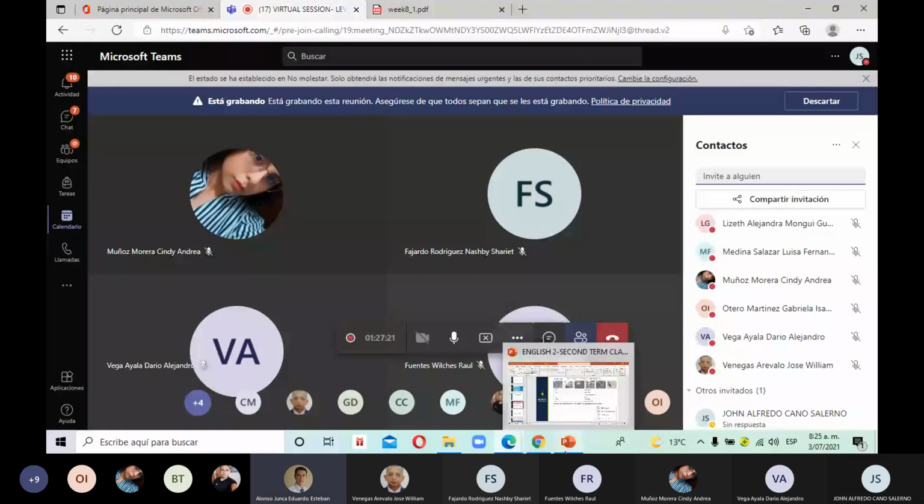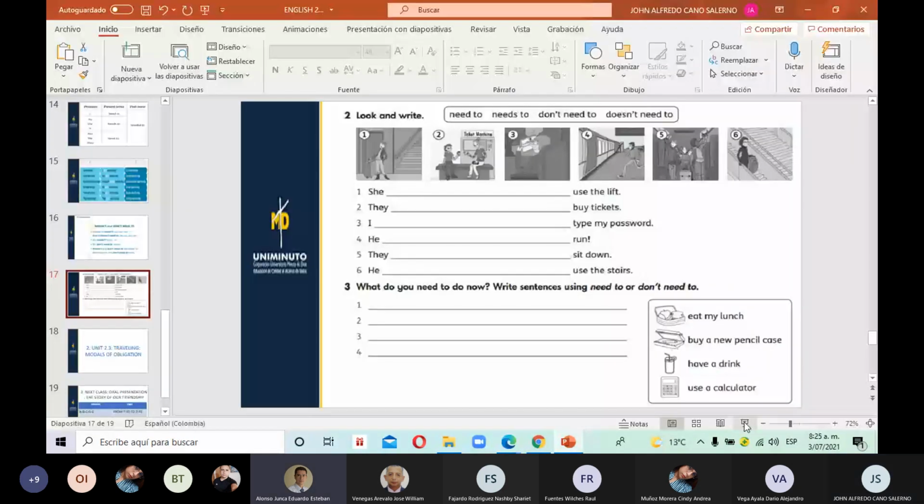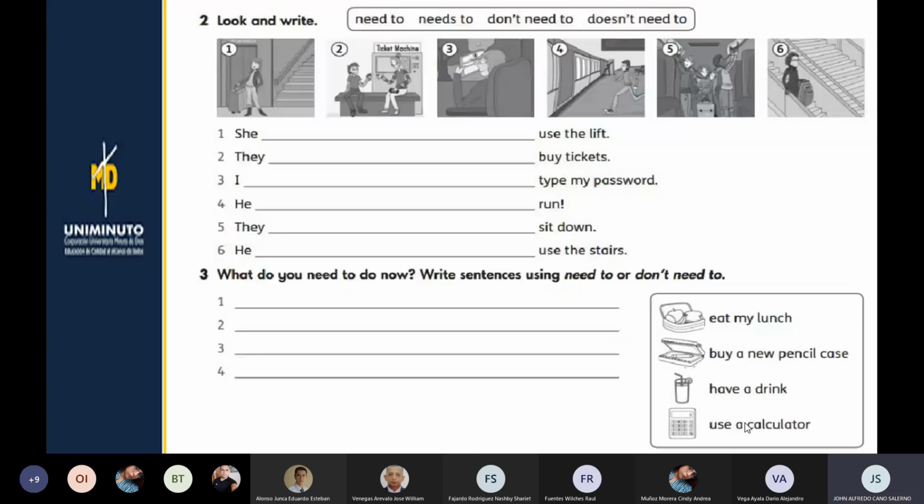Ya me falta un poquito, profe. Okay, as quickly as possible, please. Because we don't have enough time. Okay, if you want, take a screenshot and I'm going to continue, right? Por favor, si quiere, tomen un pantallazo y continúo porque no nos queda mucho tiempo. Okay.